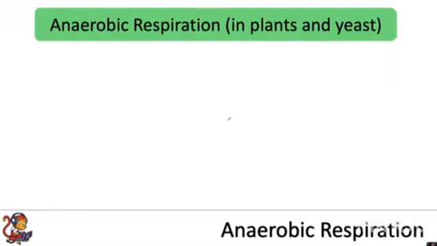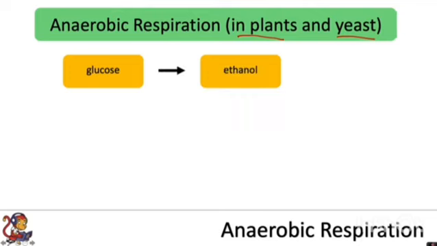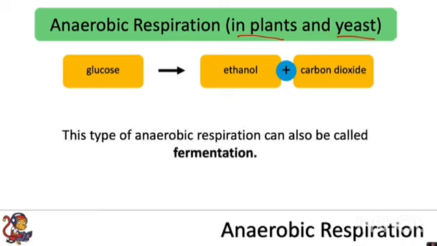Anaerobic respiration also occurs in plants and yeast, which is a type of fungus. The equation for anaerobic respiration in plants and yeast is different to that of animals. We still start off with glucose, but this time the glucose breaks down into ethanol and carbon dioxide. This type of anaerobic respiration can also be called fermentation. So I'm going to use the word fermentation to discuss a few examples.